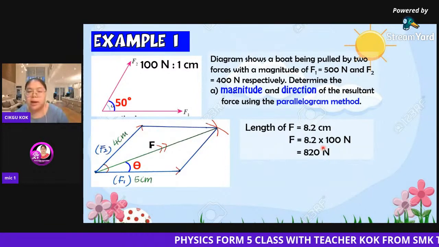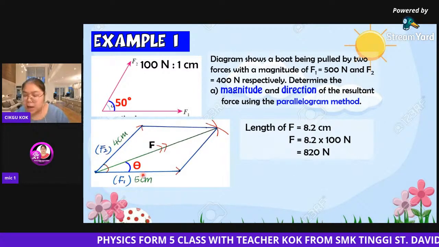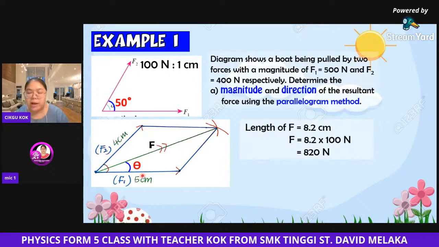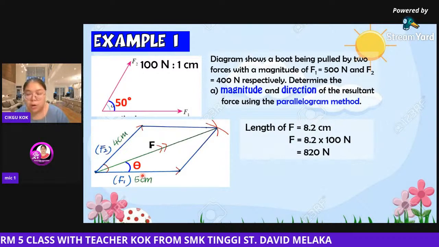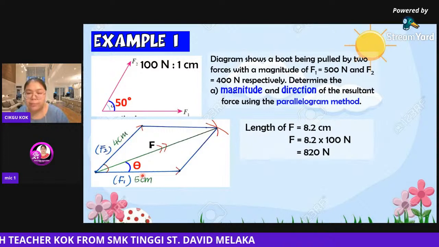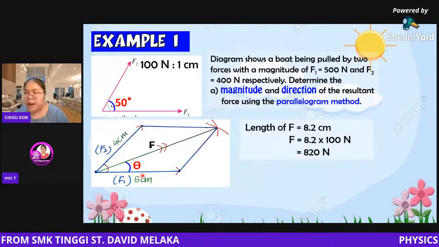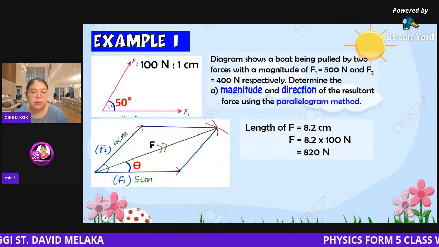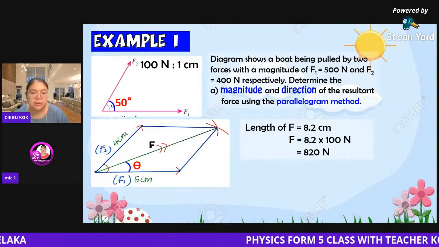After that, I also need to state the angle. Here, never use tangent, sine or cos, because this is a parallelogram drawing. You need to measure by using a protractor. Let's see the result after I measure.